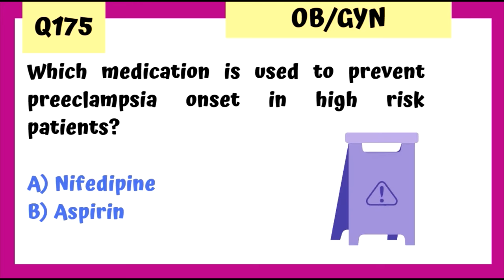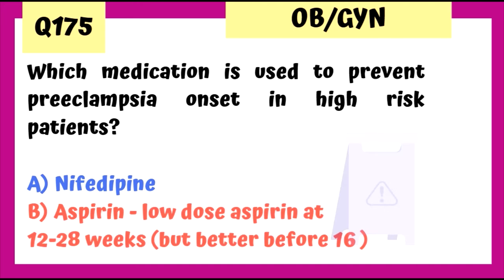Question 175, which medication is used to prevent preeclampsia onset in high-risk patients? That's aspirin. We have low-dose aspirin at 12 to 28 weeks, but better before 16 weeks, giving aspirin to high-risk patients.